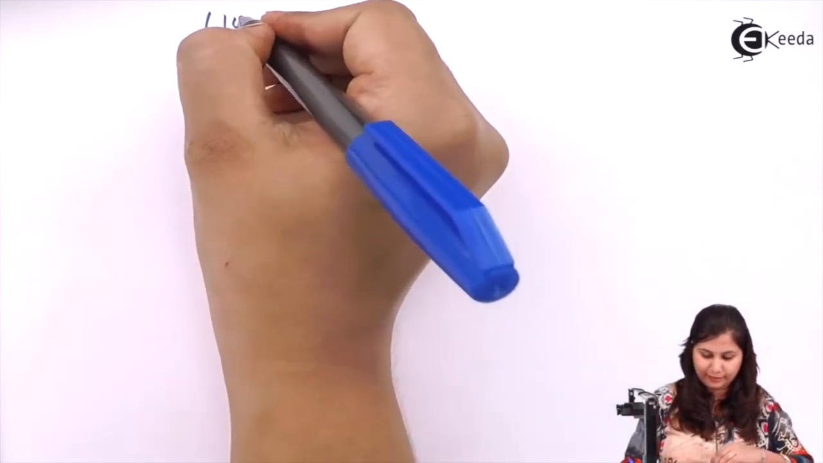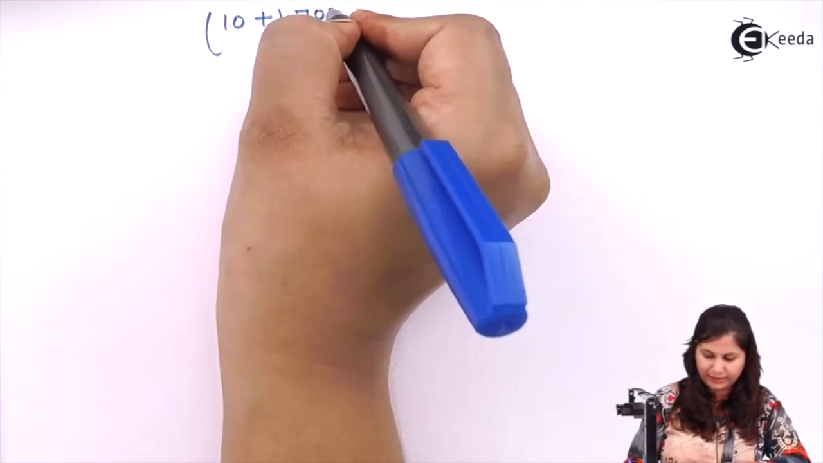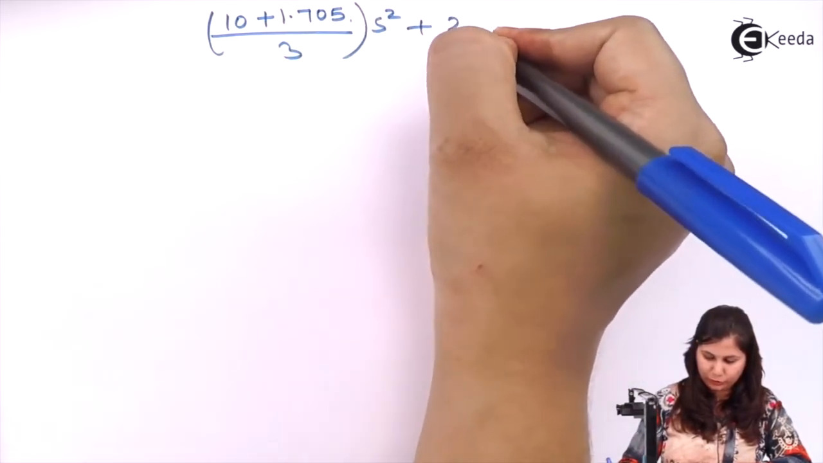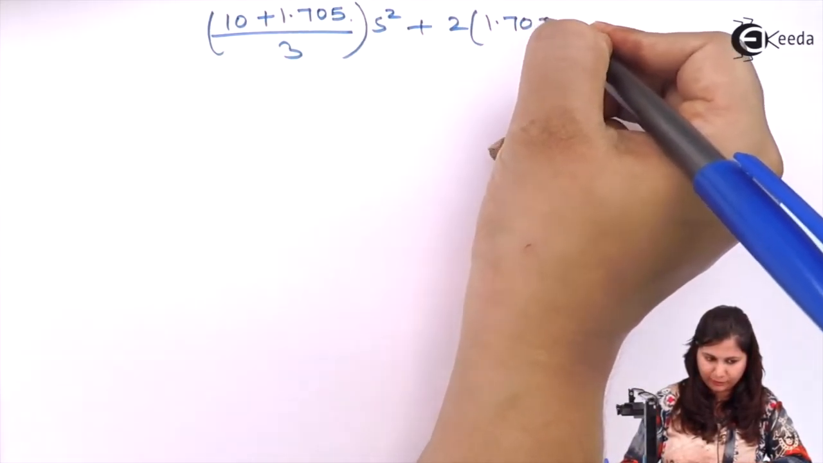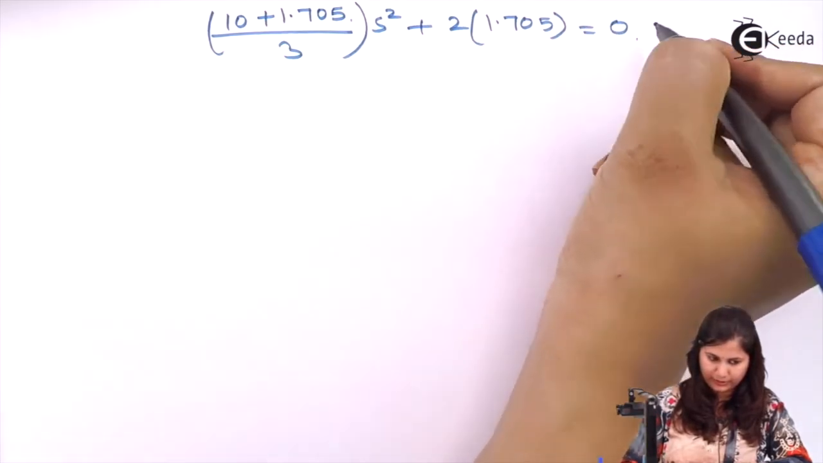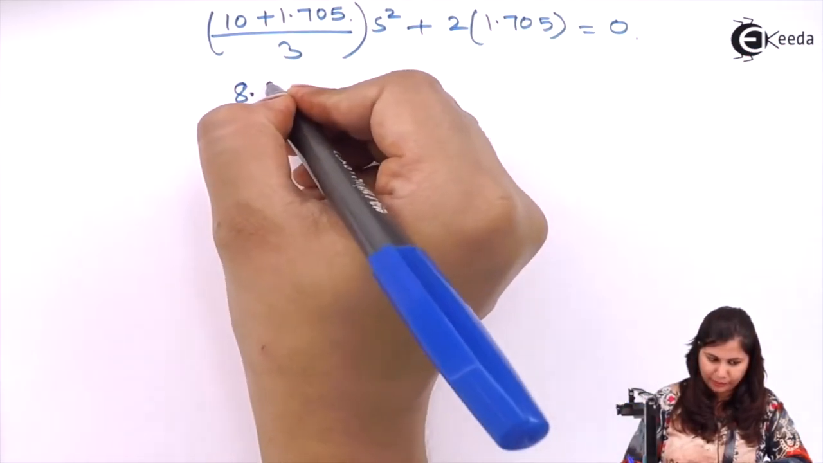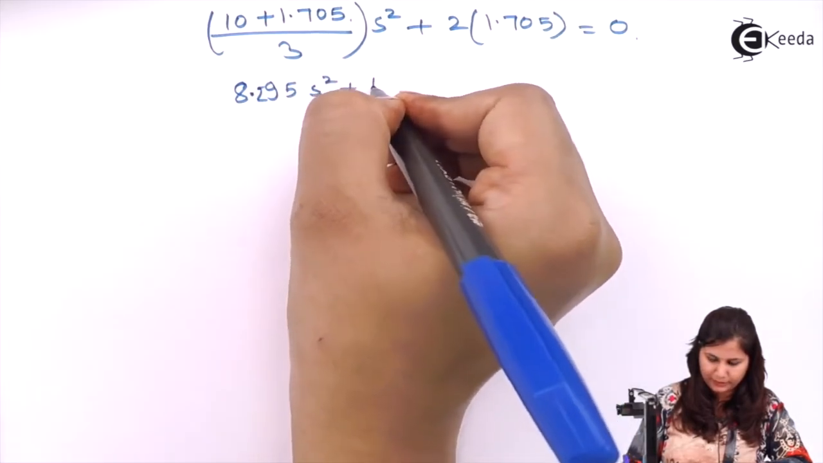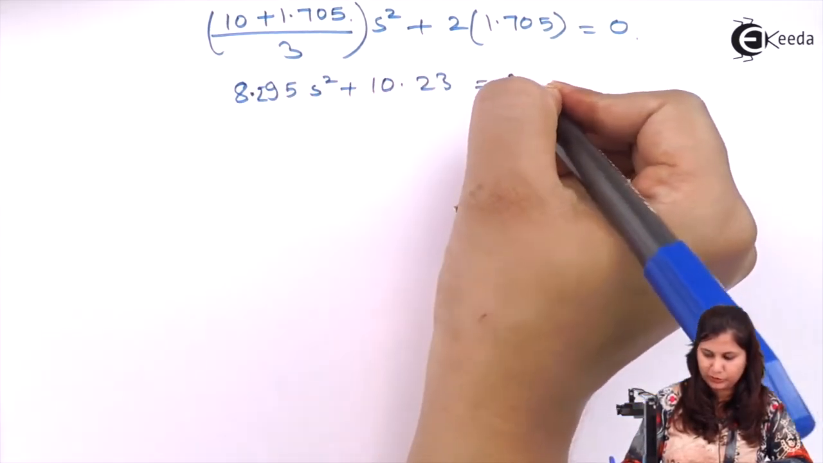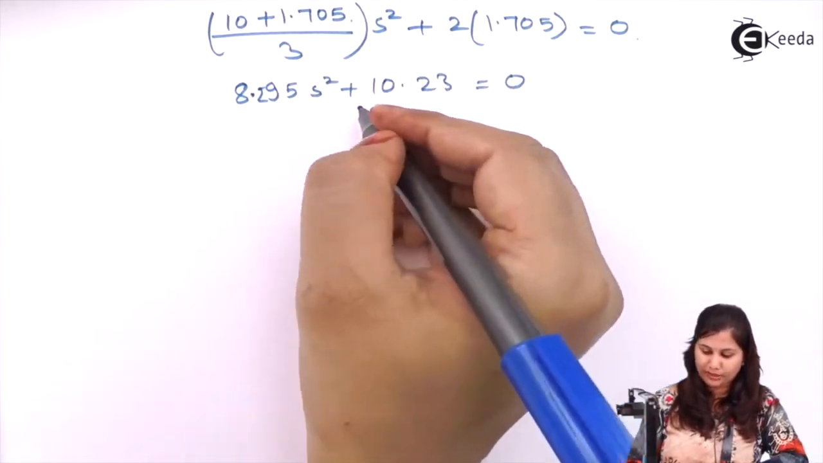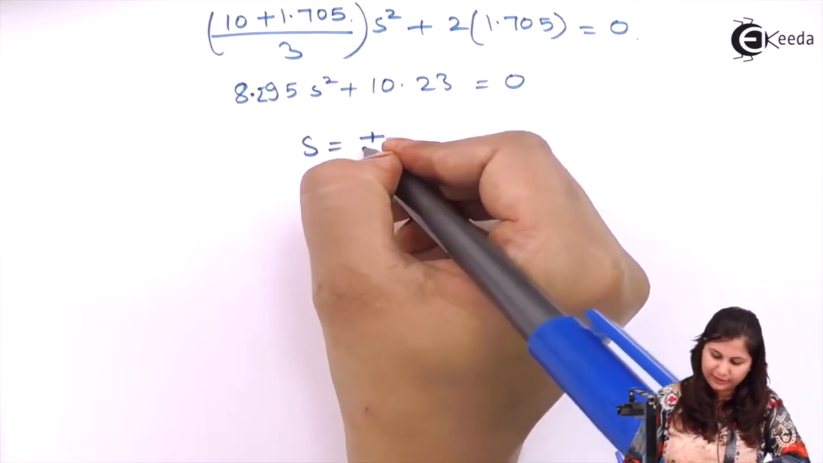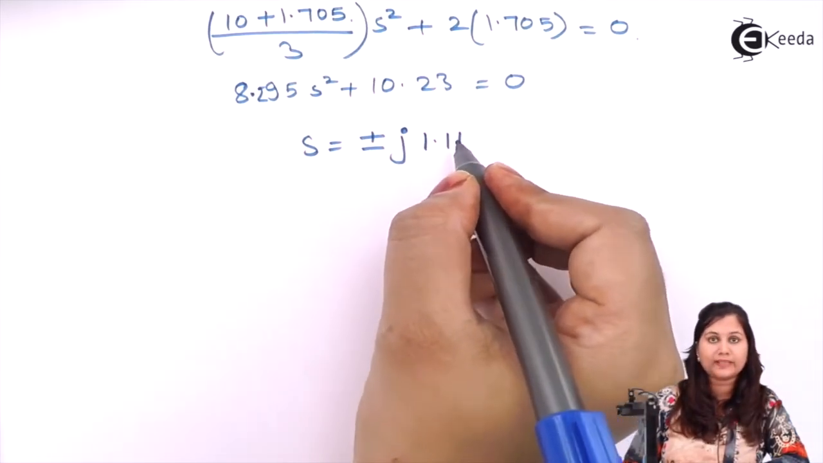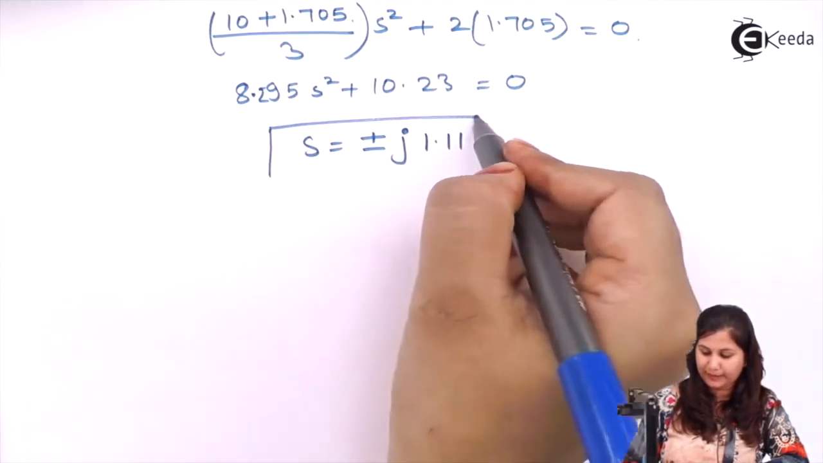Now here put the value of k and obtain the value of s. So it is 10 plus k, which is 1.705, upon 3 s square plus 2 into 1.705 equals to 0. So we will get 8.295 s square plus 10.23 equals to 0. So from this equation, we will get the value of s as plus minus 1.11j.